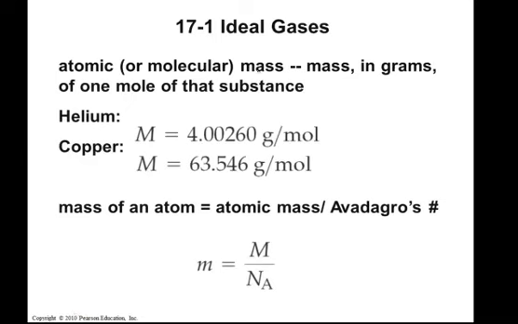Now, the molecular mass, or the molar mass, is the mass in grams of 1 mole of a substance. And this we can get from the periodic table. So if I look for helium, the molar mass is 4.0026 grams per mole, or copper would be 63.546. So this is just the mass that we can find off the periodic table. And if I want to find the mass of an atom, I take the atomic mass and I divide by Avogadro's number.